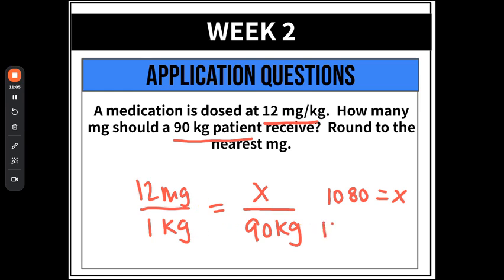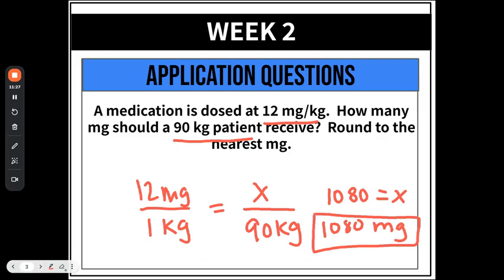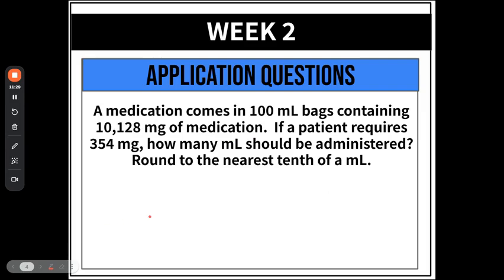So I should have 1,080 milligrams. And the question asks us to round to the nearest milligram. Since I don't have a decimal here, it's already rounded. That's pretty nice. So 1,080 milligrams. Whenever I do proportions, it always feels like a puzzle. Just look for the missing piece.